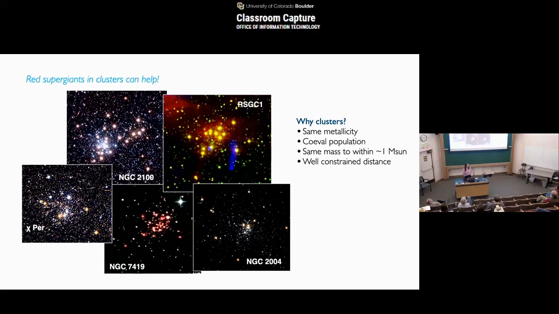So when you're looking at a cluster, you're looking at a population of stars that are all the same initial mass. And if they're in a cluster, they probably have a better constrained distance. You're going to get much better distances to stars in a cluster than you are to stars in the field.